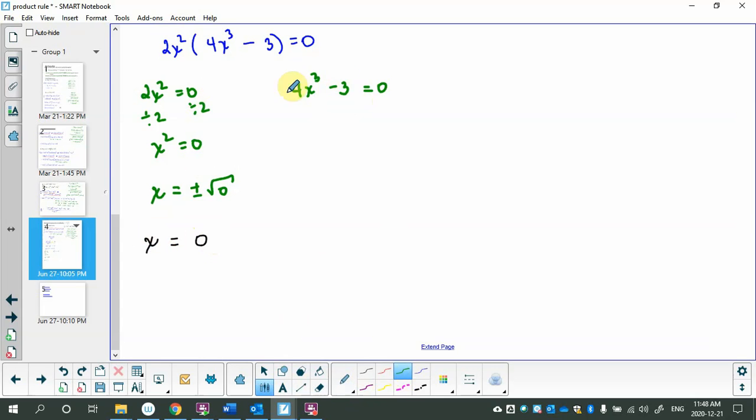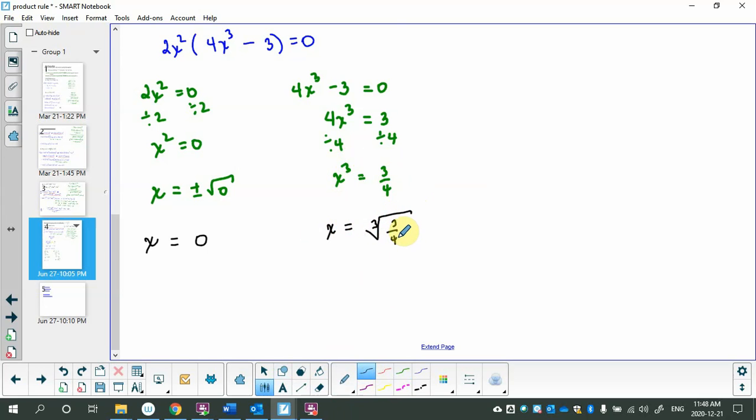So this looks like you could pump it into the quadratic equation, but you can't because it's a 3. So 4x to the 3 equals 3 on the other side. Divide by 4, divide by 4. So x cubed is equal to 3 over 4, and x will equal the cube root of 3 over 4.